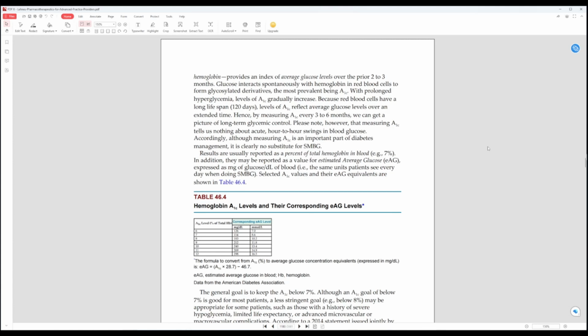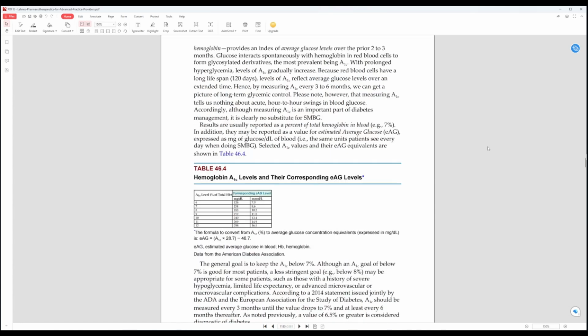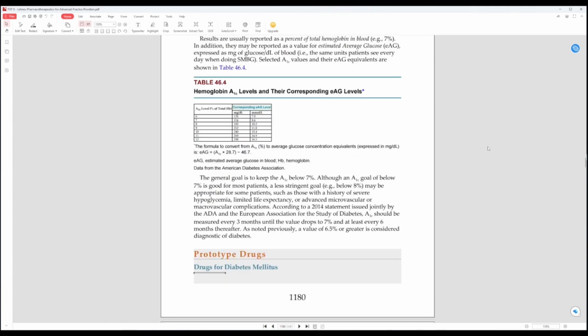Please note, however, that measuring A1C tells us nothing about the acute hour-to-hour swings in blood glucose. Accordingly, although measuring A1C is an important part of diabetes management, it is clearly no substitute for SMBG. Results are usually reported as a percent of total hemoglobin in blood. In addition, they may be reported as a value for the estimated average glucose, expressed as milligrams of glucose per deciliter of blood. Selected A1C values and their eAG equivalents are shown in the following table. So again, here's a good spot to hit pause so you can familiarize yourself.